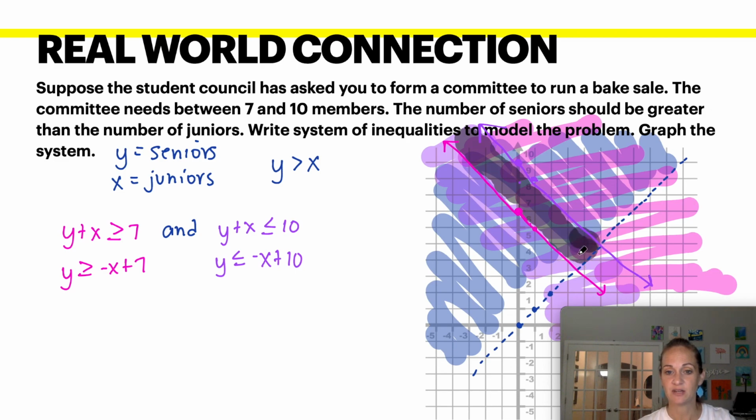It stops here at the dotted line, and it's everything in between. So any coordinate point that rests in between here is going to be what you can make up of the number of juniors and seniors.